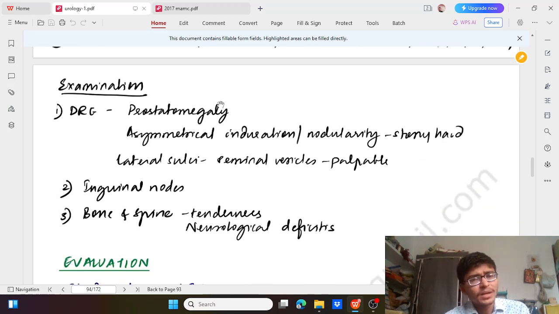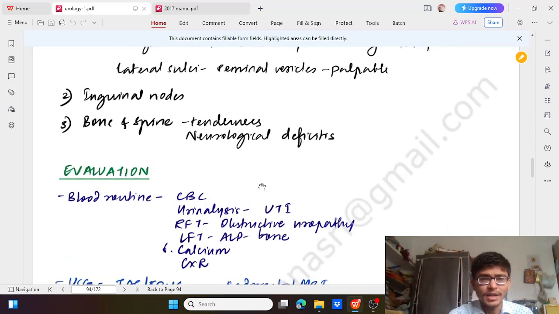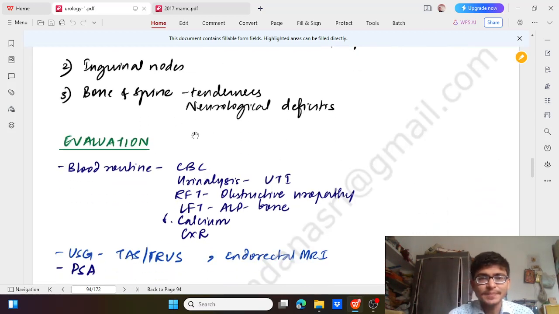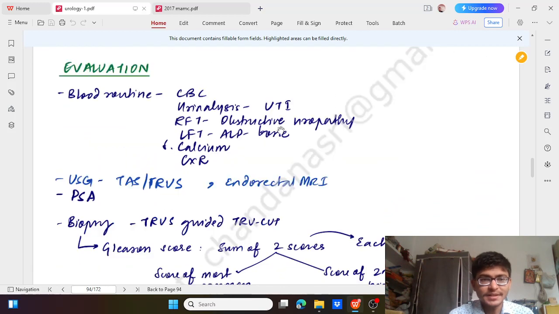Examination finding would be prostatomegaly and asymmetrical induration, nodularity, that is stony hard features. Lateral sulci and seminal vesicle may be palpable and inguinal nodes may be palpable. Bone and spine tenderness, neurological deficit.